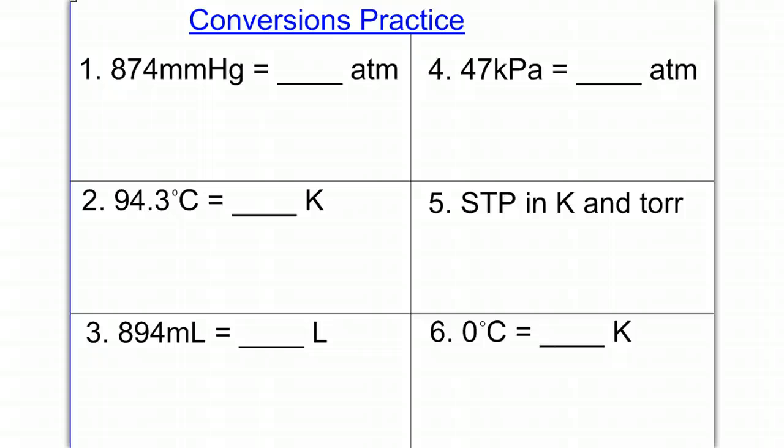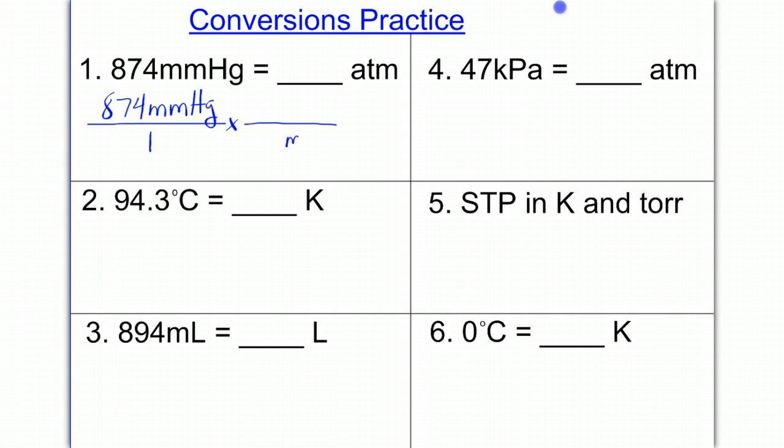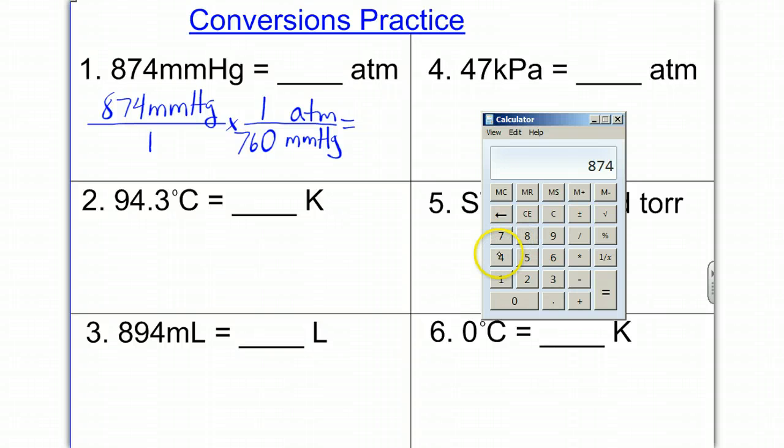So we're going to do some conversions for practice. So we'll start with 874 millimeters of mercury is going to equal how many atmospheres? We want to take our millimeters of mercury, put it over 1, times draw a line, bring down millimeters of mercury, and I'm going to go to atmospheres. We know that 1 atmosphere equals 760 millimeters of mercury. 874 divided by 760 will give you 1.15.